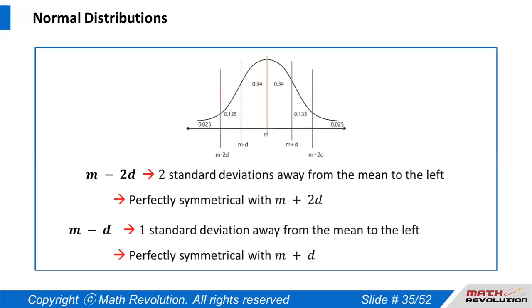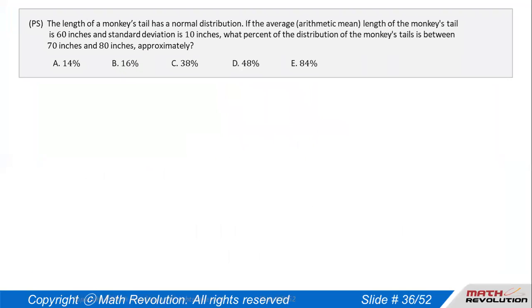Now let's talk about this m minus 2d. This is again something which I've already told you. So m plus d, that is one standard deviation above the mean. M minus d is one standard deviation below the mean. So that's always rephrased as one standard deviation below the mean. M plus 2d would be two standard deviations above the mean. M minus 2d would be two standard deviations below the mean.